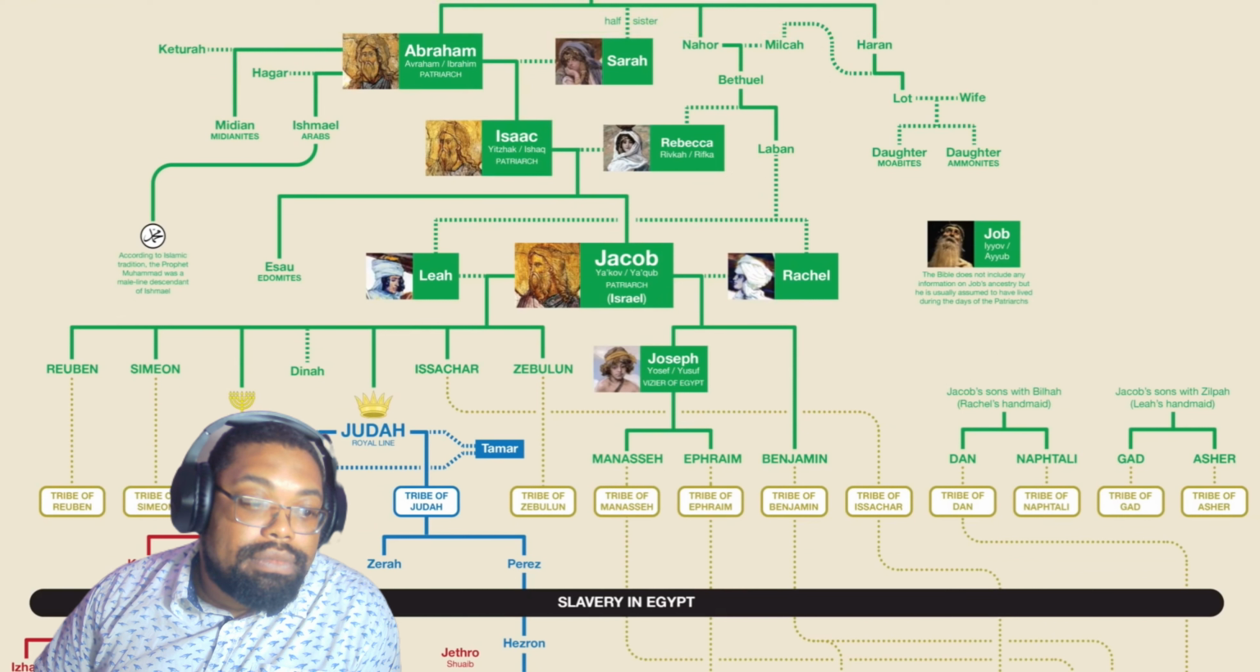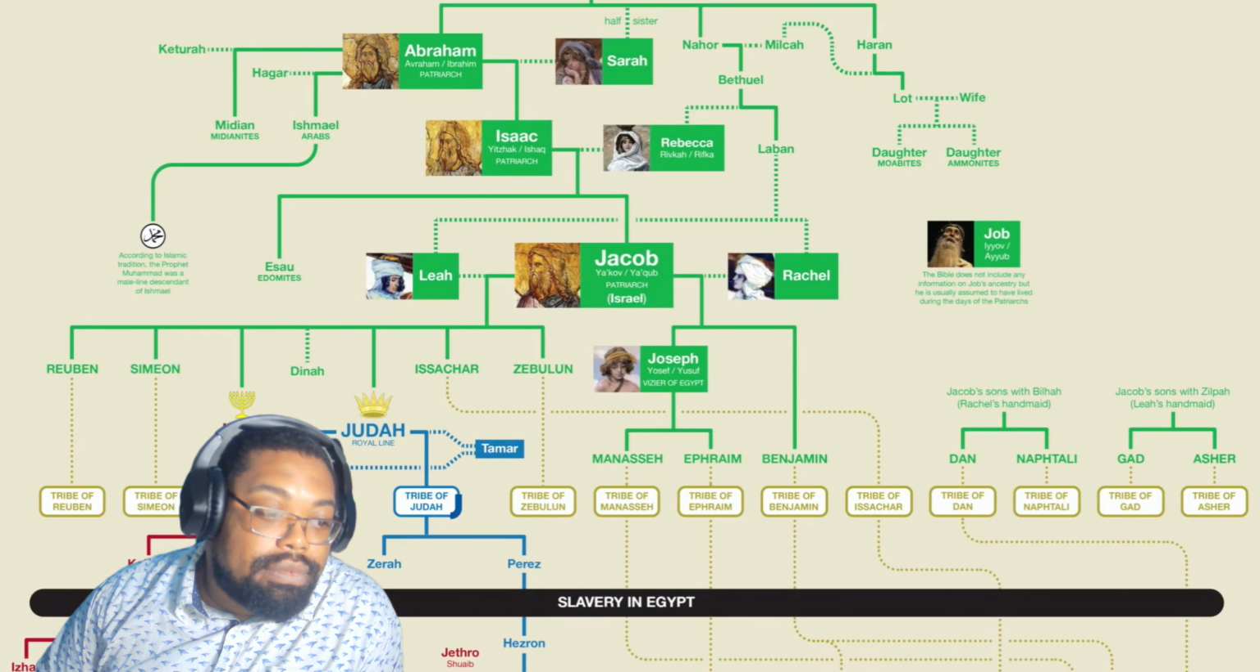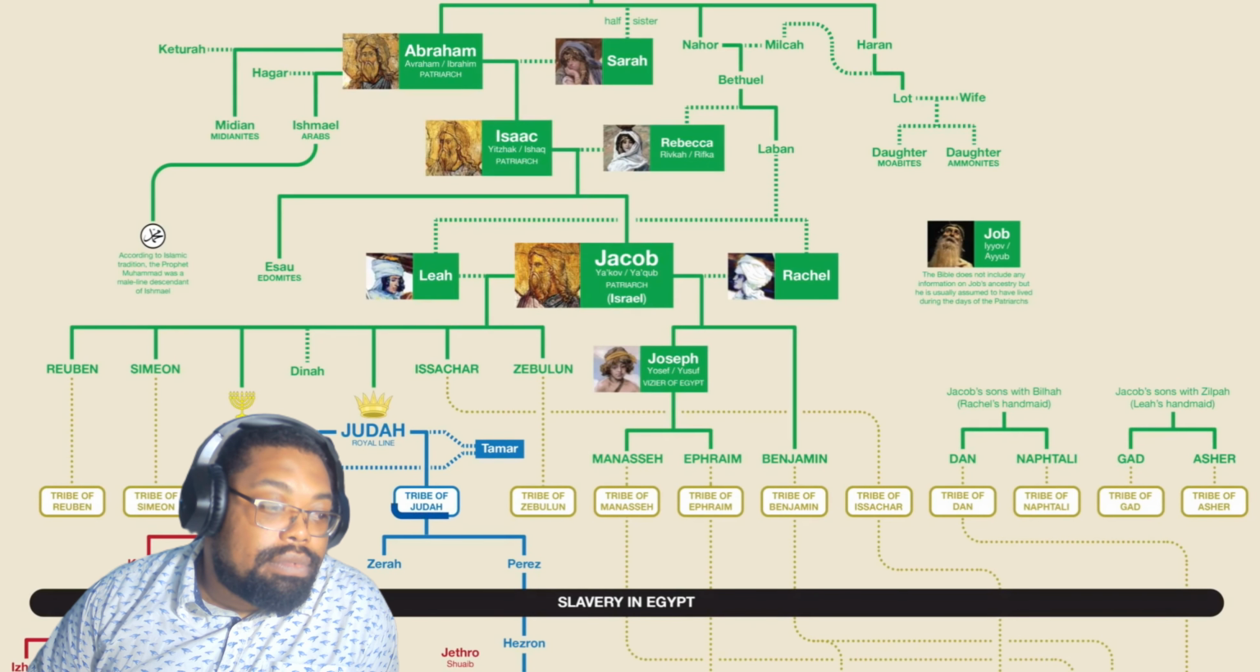Okay, the 12 tribes of Israel. Out of the 12, there are two that are the most important. Levi, from which the priestly line comes, shown in red, and Judah, from which the royal line comes, shown in blue.